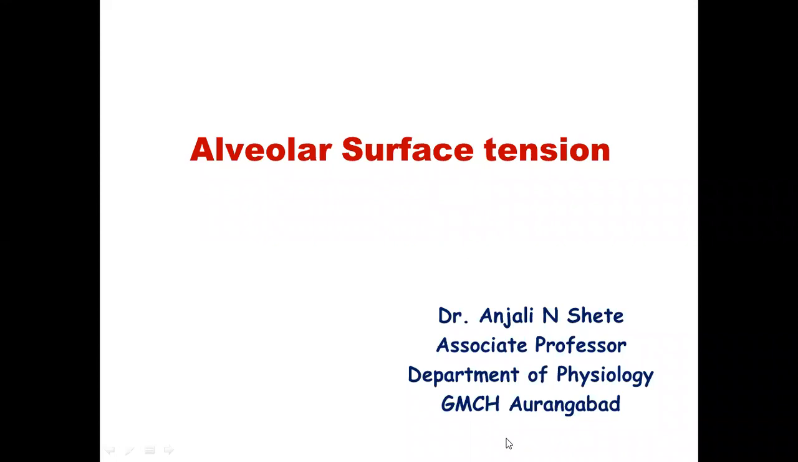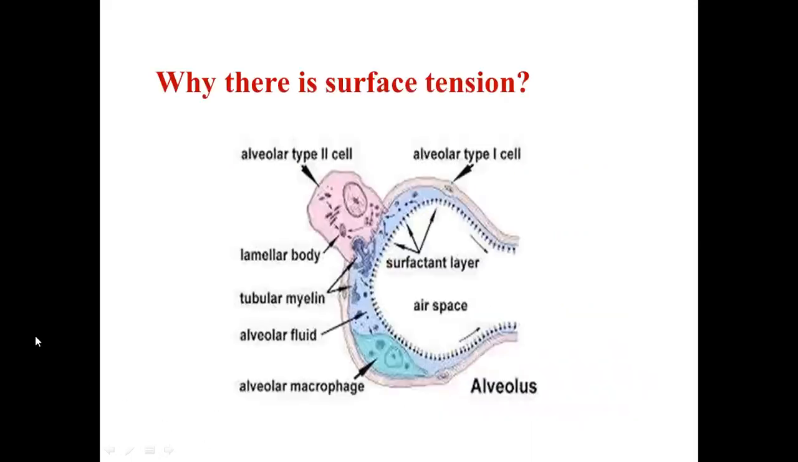Hello students, let us discuss one more important physical factor which is very much important in the process of ventilation, that is alveolar surface tension. As we have seen, in the process of ventilation it is very important to have lung expansion, as we have to create the pressure gradient, and only then is the volume change possible. That we have seen in the first part of mechanics of ventilation.